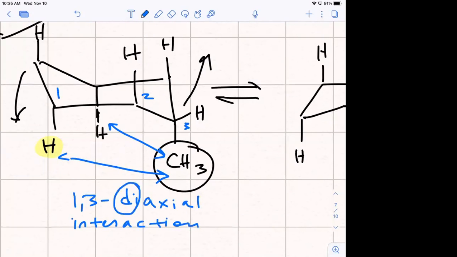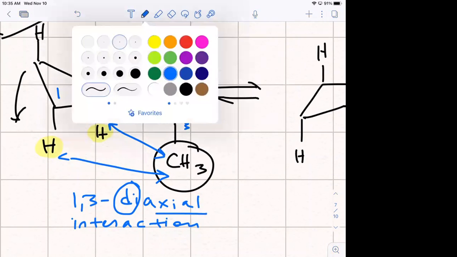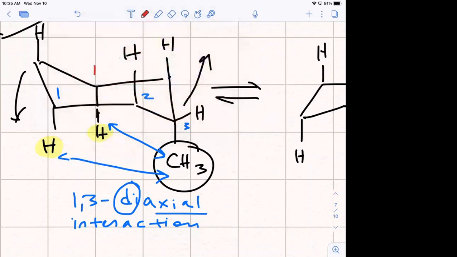The di part is because there are 2 axial things on that face that are interacting, and then the axial is because they are in the axial position. So 2 things in the axial position talking to one another, basically. And if you look at the other hydrogen, it's the same thing. It's the same relationship. Right there, 3 carbons apart, 1, 2, 3, like that. So you're going to have the same type of interaction with that hydrogen.